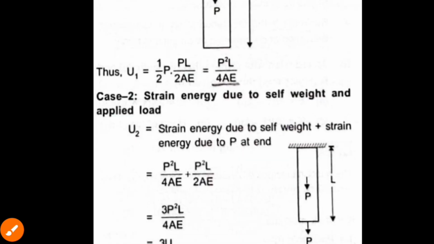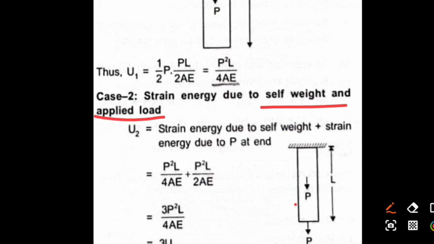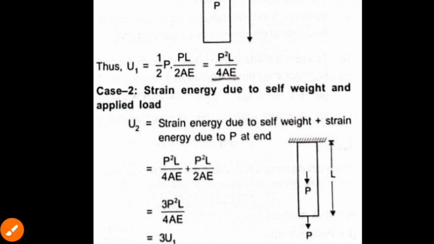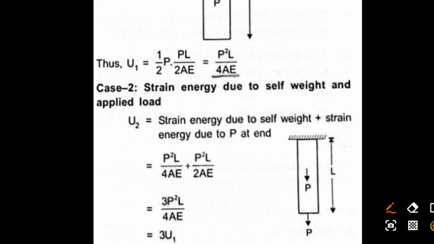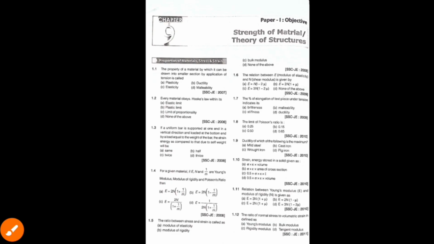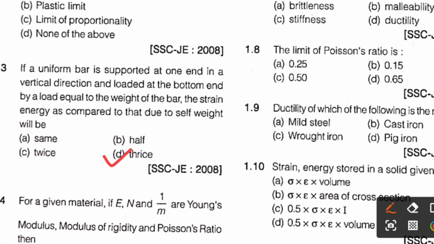Case 2 is the strain energy due to the self weight and the applied load. Here there is the self weight load and then the applied load. The self weight strain energy is P square L divided by 4AE, and the applied load alone gives P square L divided by 2AE. Adding them gives 3P square L divided by 4AE. The answer is 3 into U1, where U1 means P square L by 4AE. So the answer is 3 times the strain energy, and option D is the correct answer.